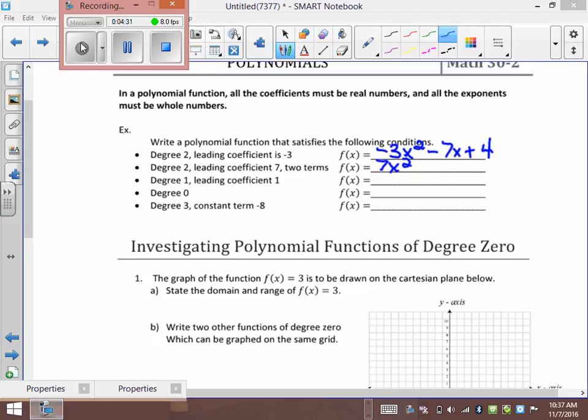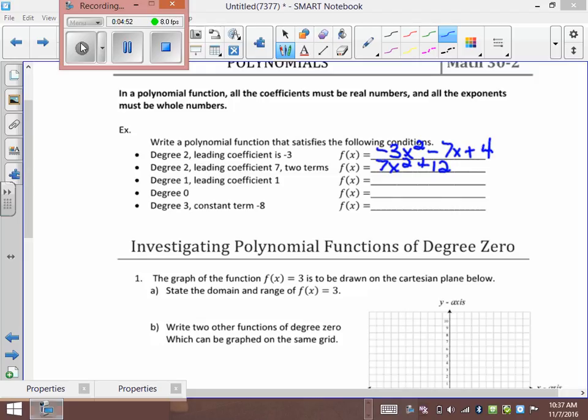So I'm going to add a +12. If you added a 2x, and that's it, that's just fine. Terms are separated by plus or minus signs. So this one here has 1, 2 terms. This one here has 1, 2, 3 terms, okay? The third bullet says degree 1, leading coefficient of 1.